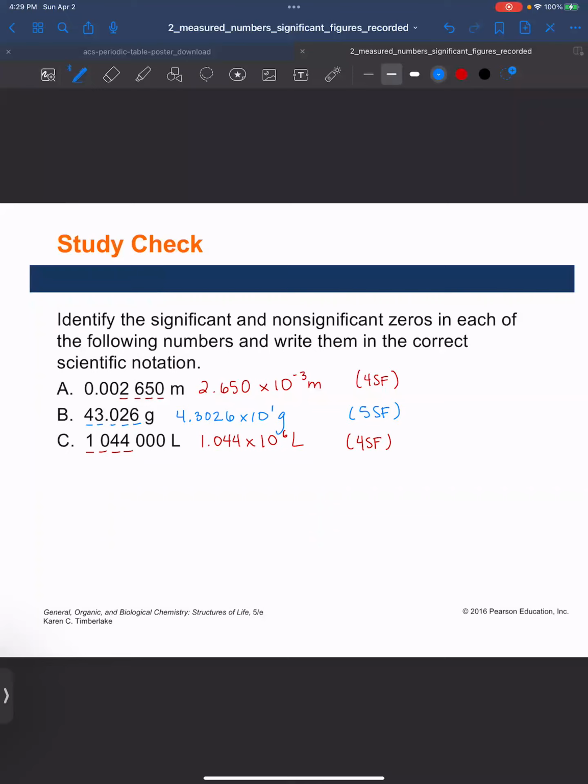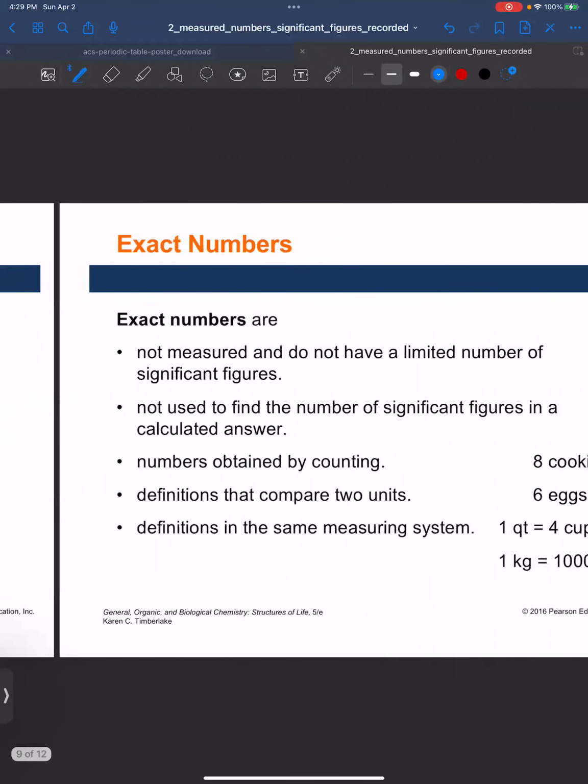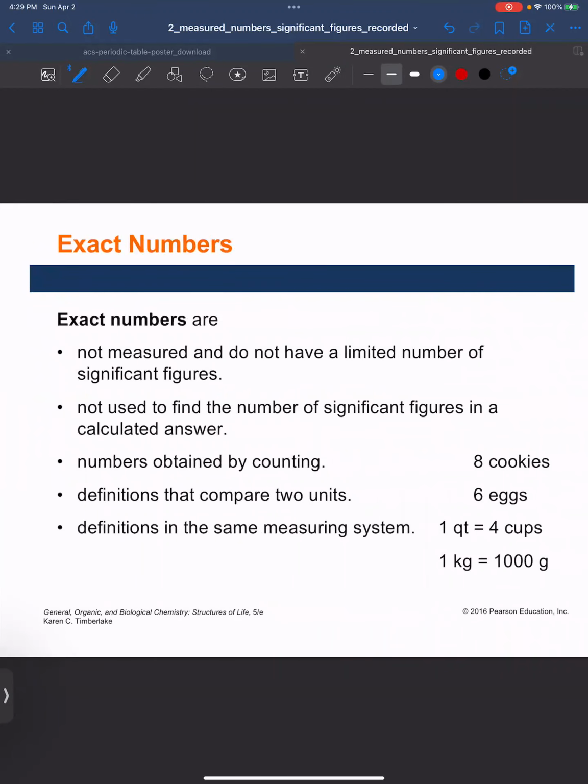So we've been discussing measured numbers, but there are also exact numbers. Exact numbers are not measured and do not have a limited number of significant figures. It's important to recognize if you have an exact number, because it's not used to find the number of significant figures in a calculated answer.